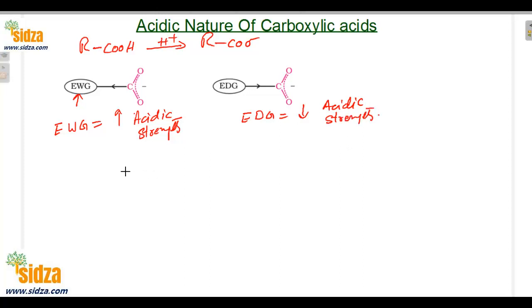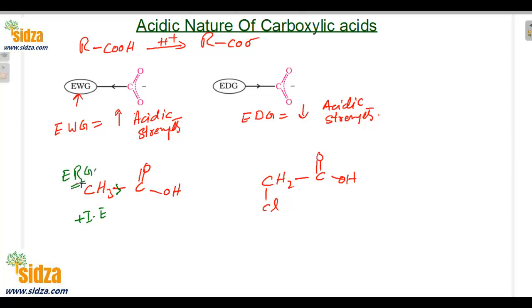So let me compare a few examples. Take CH3COOH, which is acetic acid, and compare it with CH2ClCOOH, where this is the chlorine. As we know, the methyl group CH3 is electron releasing. It has a plus I effect, a positive inductive effect, so it will donate more electrons. The conjugate base will be less stable, so this will decrease the acidic strength, because you have an electron releasing group here.